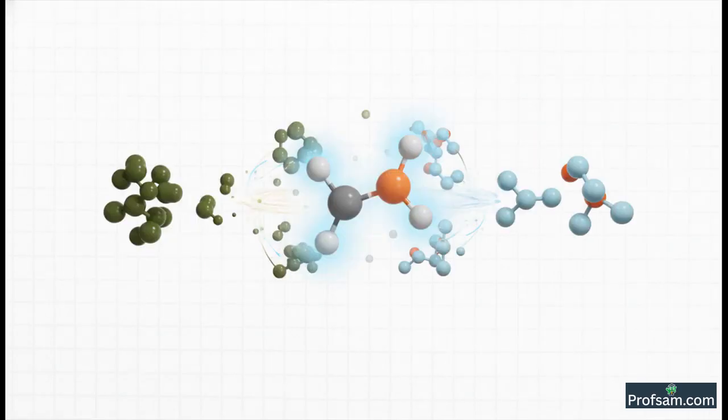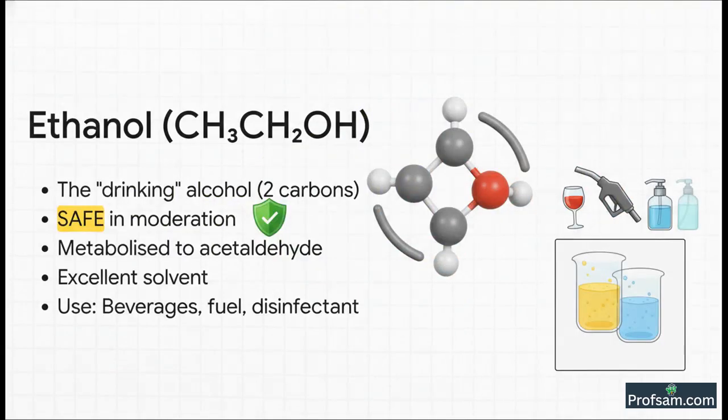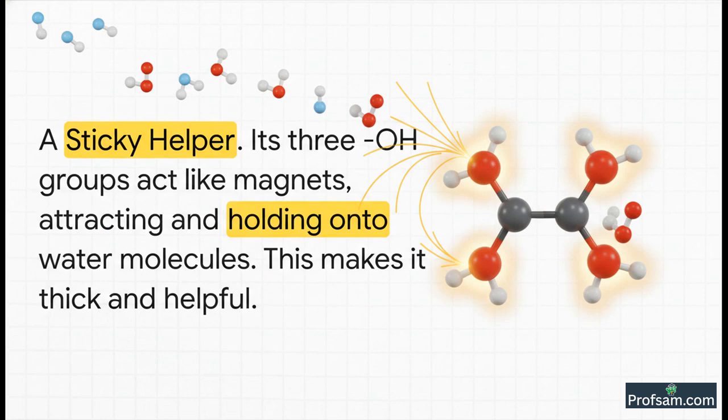Now let's look at the story of ethanol. With its balanced two-carbon structure, it's the hero of our story. It can be processed safely by our body, in moderation of course, and its structure also makes it a fantastic solvent, which means it is great at dissolving other substances, both water-based and oil-based ones. So for ethanol, remember these points. It's the two-carbon alcohol found in beverages. It is safe in moderation because our body breaks it down into manageable acetaldehyde. It's an excellent solvent, and this property is why it is used so widely in drinks, as a fuel, and as a disinfectant.